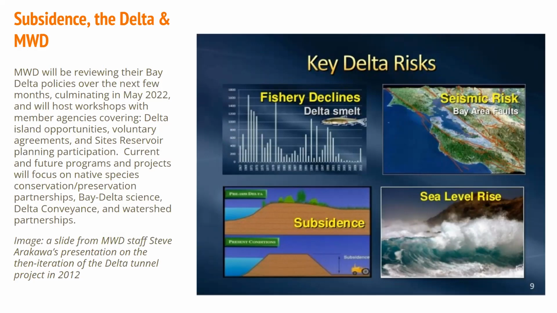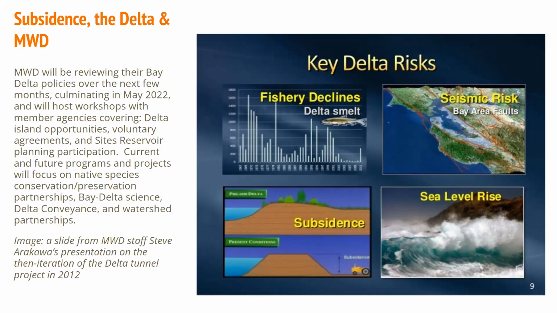The research they're looking into now is about rice paddies, and will that have any effects on the subsidence in the Delta? I did want to mention that over the next few months, they'll be reviewing their Bay Delta policies, and that'll culminate in May 2022. They're going to be hosting workshops with member agencies. So not really the public, but certainly things we can listen to and comment on.